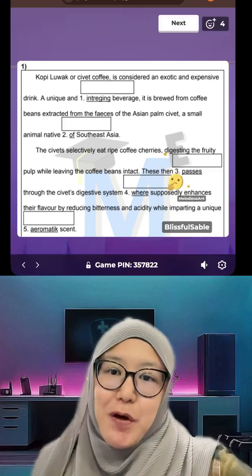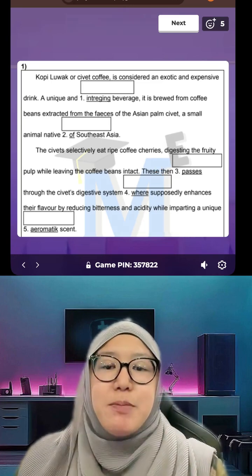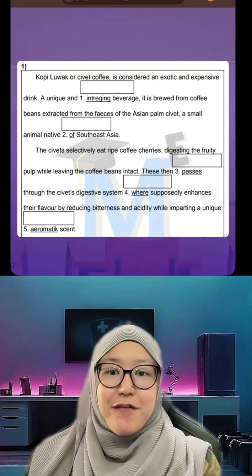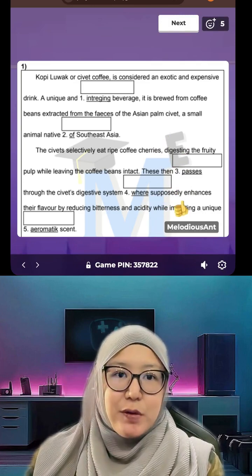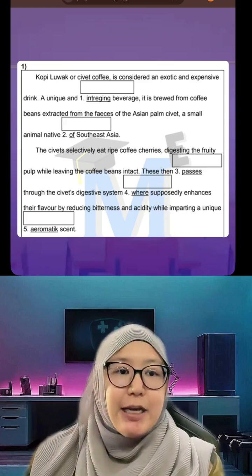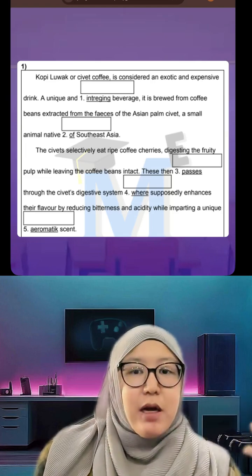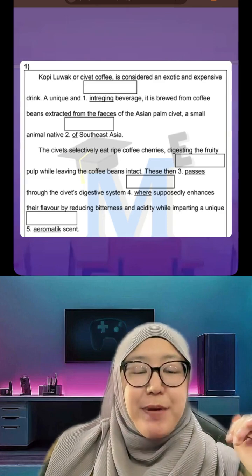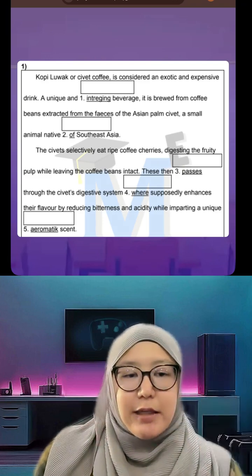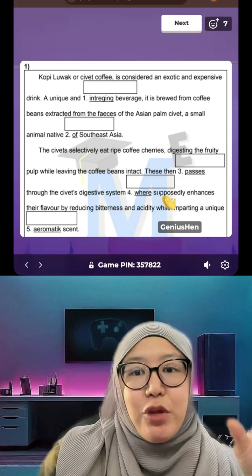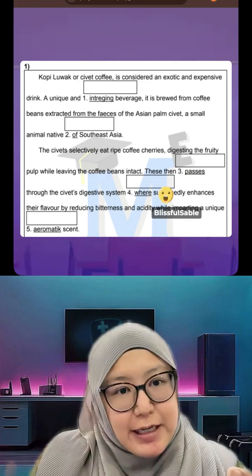Okay, so kopi luwak or civet coffee is considered an exotic and expensive drink, a unique and intriguing beverage. It is brewed from coffee beans extracted from the feces of the Asian palm civet, a small animal native to Southeast Asia. Okay, so as you can see, there are boxes there, underlined words there. What you need to do is edit. You have to identify whether it's a spelling error or grammatical error. Now this is one of the tips for you to answer editing for spelling and grammar. Sorry, the title is too long. Haha. You need to understand the text first before you can actually identify whether it is a grammatical error or spelling error.